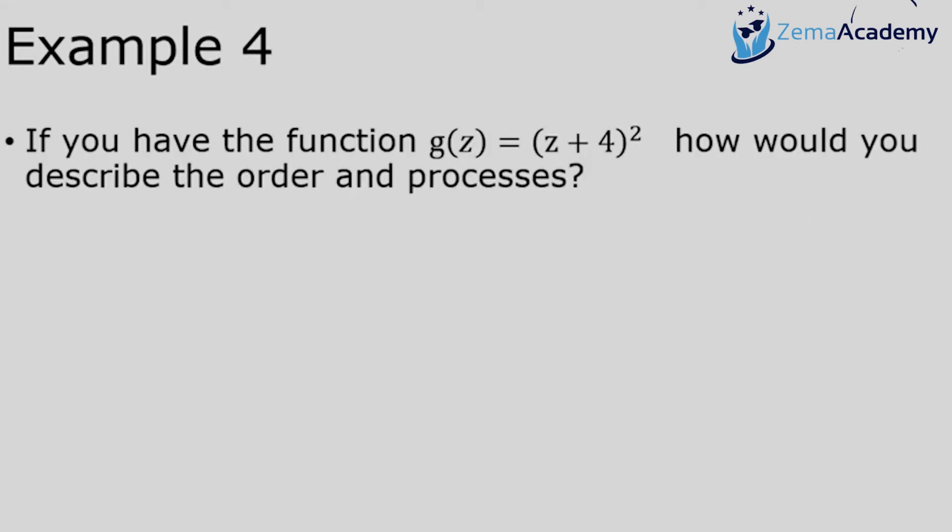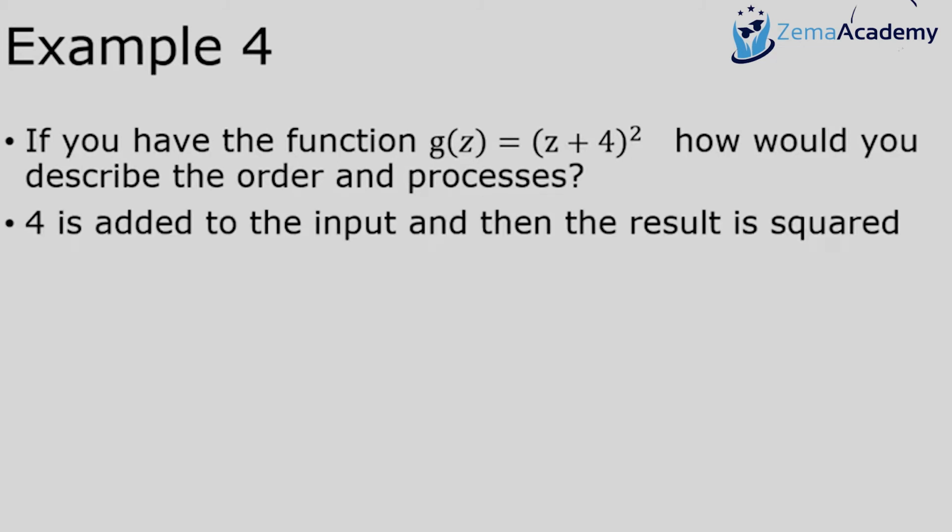Example 4, if you have the function g of z, this time I've used a g instead of f. If g of z equals z plus 4, all in brackets, all squared, how would you describe the order and the processes? Again, pause and have a think about that. Well, again, you want to start with what you actually do with a real number in that scenario. So in this case, if I had a real number, I would add 4. So I'd say 4 is added to the input, and then the result of that is squared. Seems pretty simple, but you have to get used to thinking about those processes in that way.